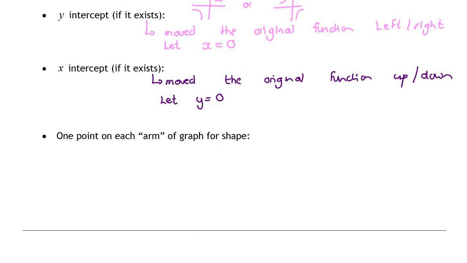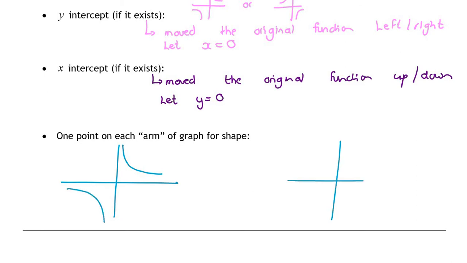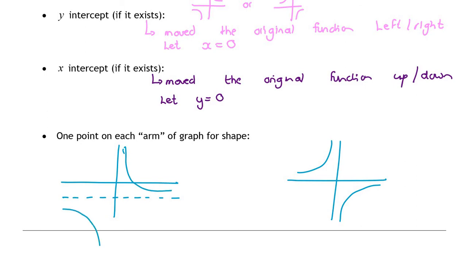arm. Now there's two, I call them arms or branches of the graph. If we plot the A positive, you've got that branch and that branch. If you've got A negative, you've got that branch and the second branch. Now we try to always make a point on each branch. So if, for example, this entire graph moved down, then our asymptote would have moved down, and this branch would move down, and that branch would move down.